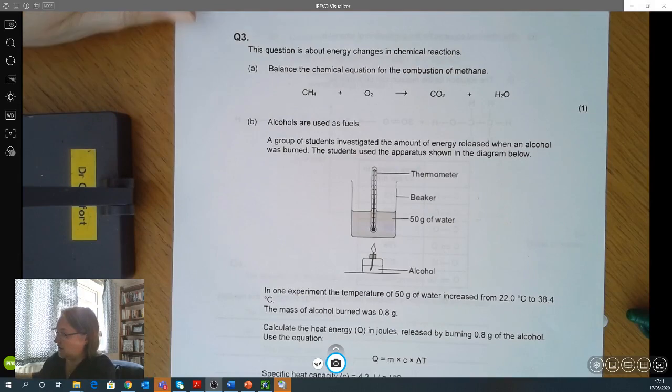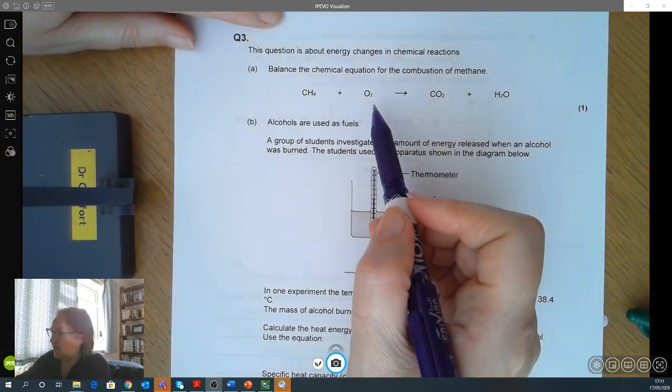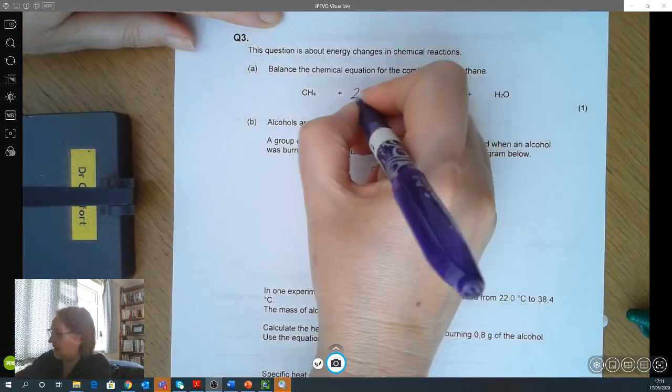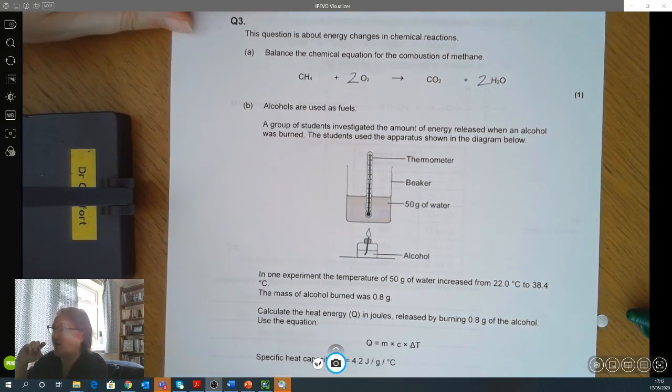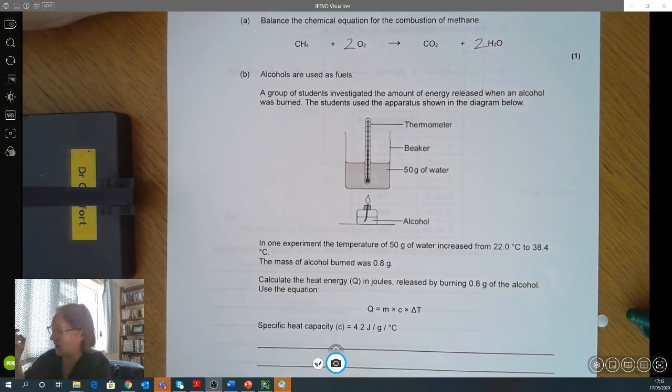Okay, quick equation to balance. I won't run through it actually, I'm just going to stick the numbers on. So 2 there and 2 there, because I think it's the sort of thing that we can go through in class if people still need more practice of it. We'll do more practice of that in class.